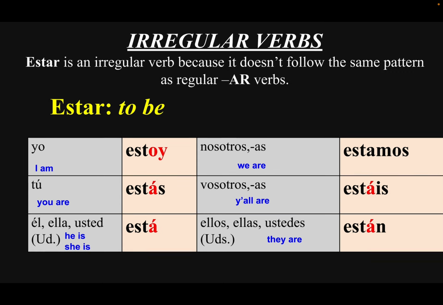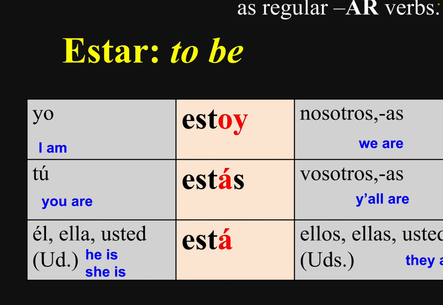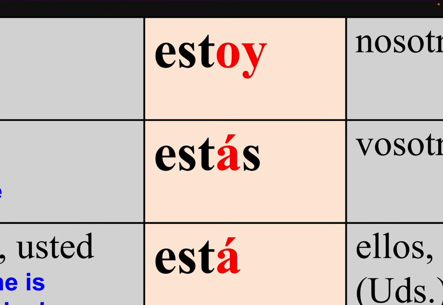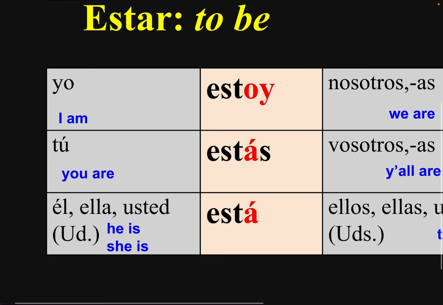The difference is, if we look at yo, for yo, you're going to chop off the AR, and instead of adding just an O, you're going to add OY. For tú, same thing. You're going to chop off the AR and add AS, but this time, look, we're going to add an accent mark to it. That little accent mark is what's making it irregular. Same thing for él y usted. You're going to chop off the AR and add A, but don't forget the accent mark.